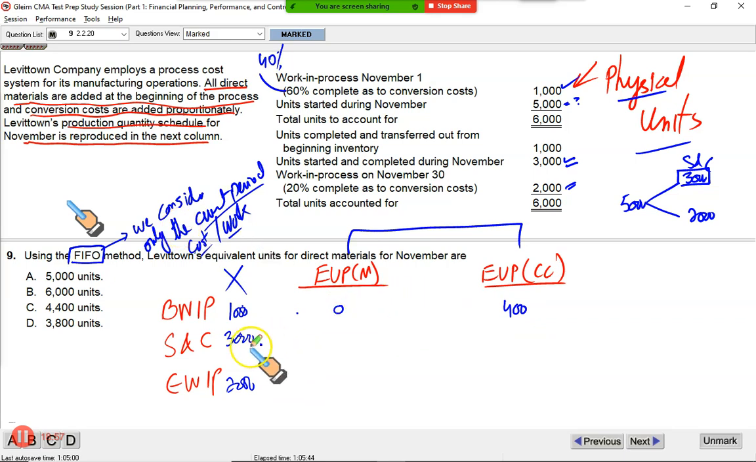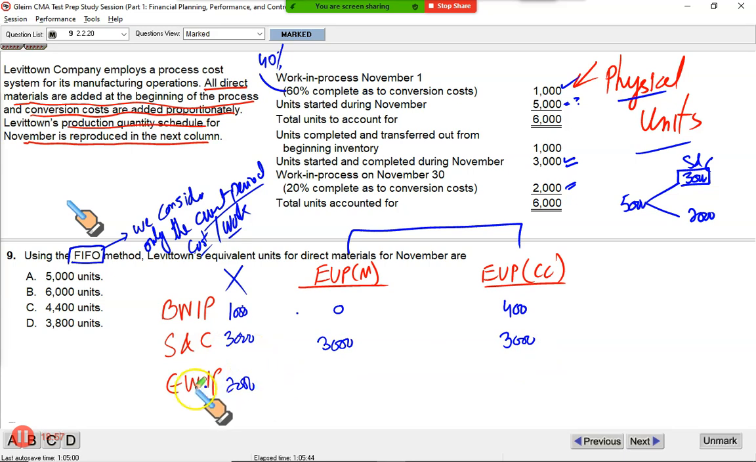Now listen, these 3,000 units on which we started the work during the period, when we started the work on these 3,000 units, we added all the material during the current period. When we started the work on these and completed them, we added all the conversion costs. That is why 100% material was added during the current period, and 100% conversion cost is added because they are completed.